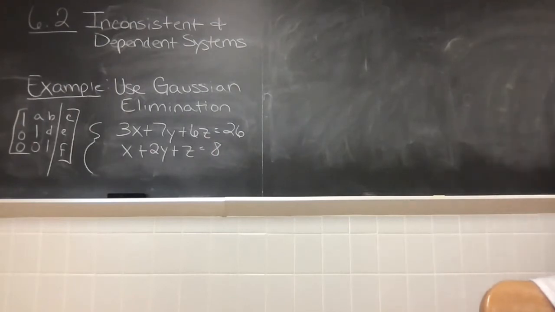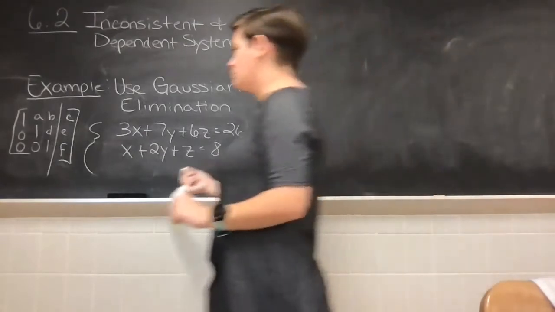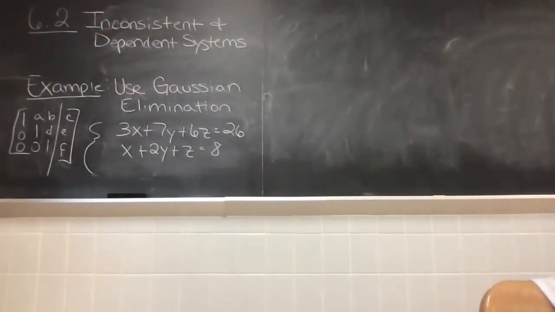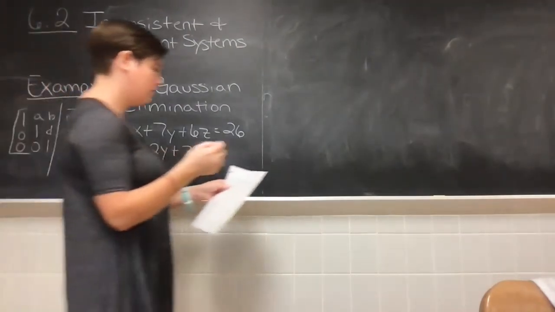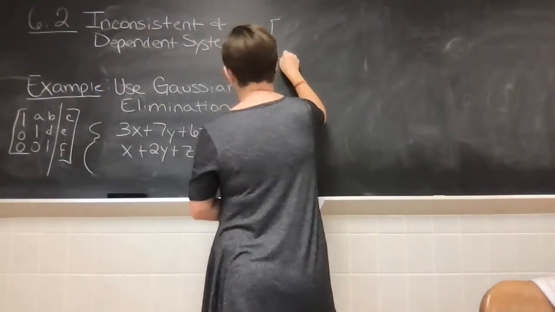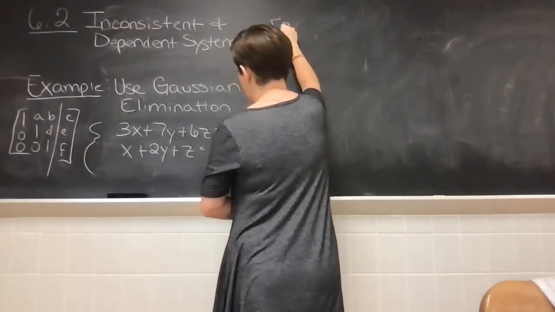So you get an inconsistent system when you get something that's not true, like 0 equals 5. You get a dependent system when a whole row of your matrix goes to 0, because that's always true. I mean, 0 equals 0 no matter what. So we're going to do this one now, which starts off with just 2 equations instead of 3, but we still have 3 variables. So the first step in Gaussian elimination is always just to write your augmented matrix.